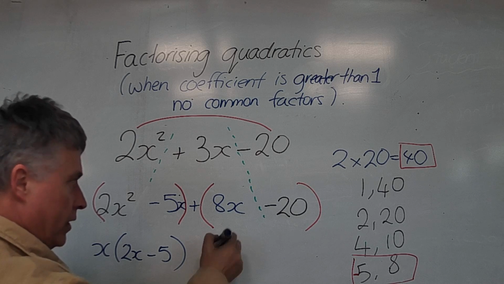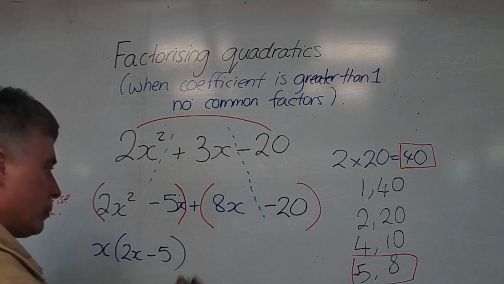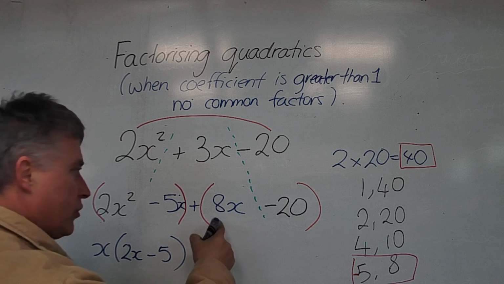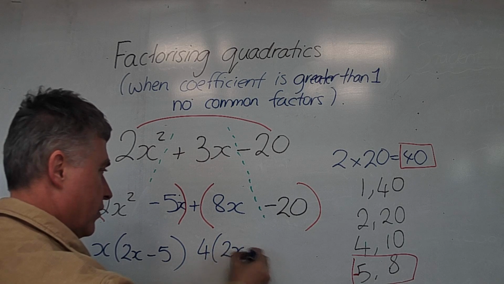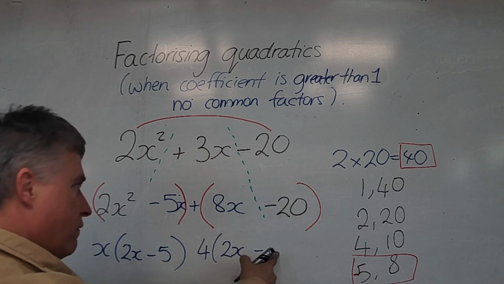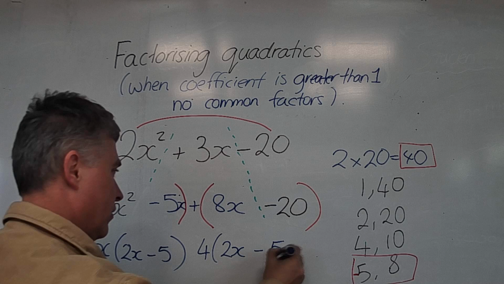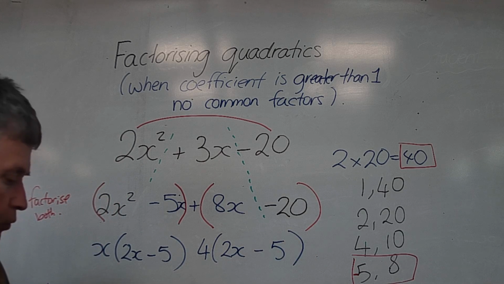Now we're going to do this one. 8 and 20, 4 should probably be the highest common factor. 4 times something gives you 20. 4 times 2x, and then 4 times 5 should give us negative 20. Now at this point it's good. This is why I like this method.